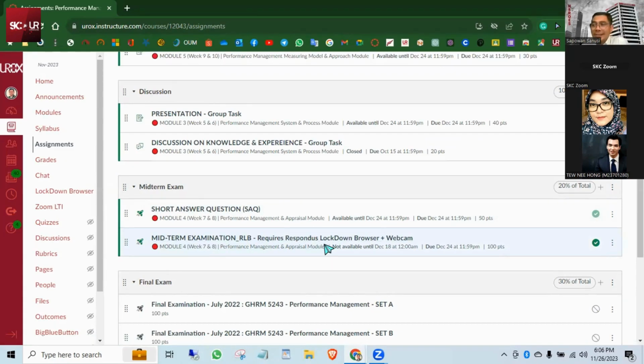It's more on practice lah. But for this midterm exam, lockdown browser is very minimal. You don't need to operate the webcam. I didn't apply any webcam for this. But for the final exam, yes.